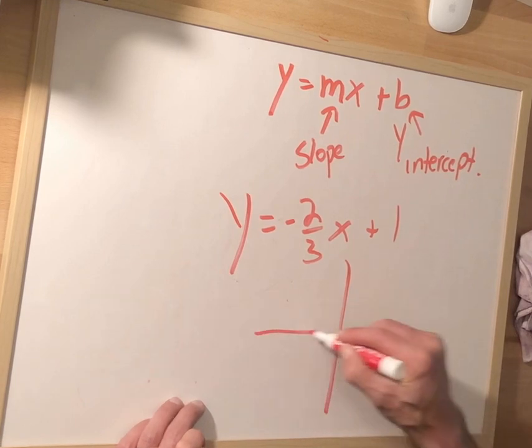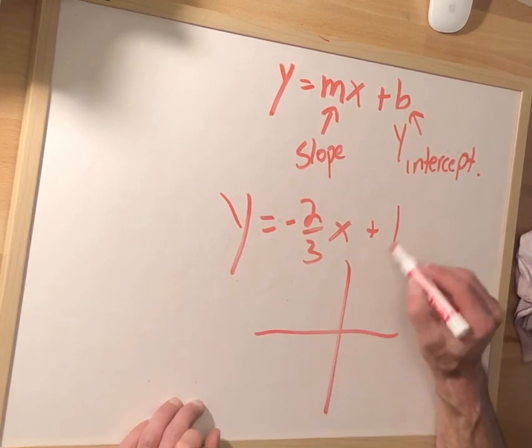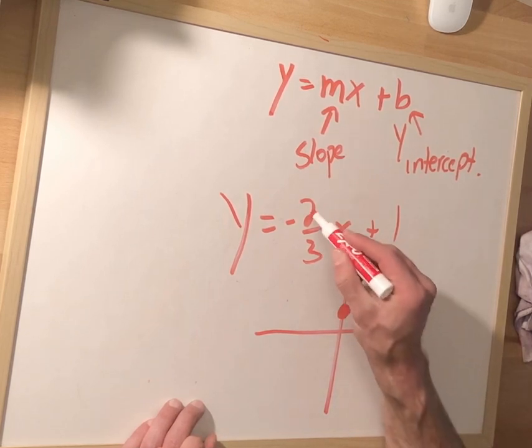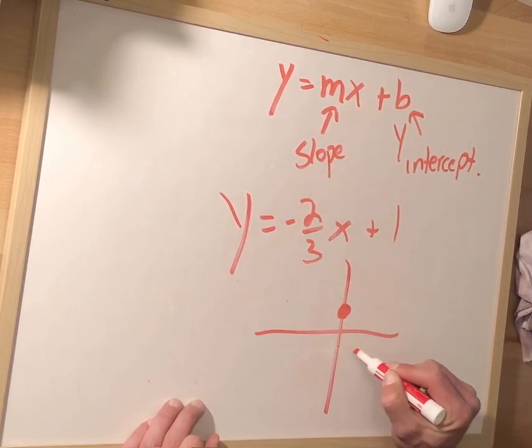Let's take, for example, y equals negative 2/3 x plus 1. You all should know how to graph this, but if you don't remember, this is your y-intercept, which is 1. You just go up 1, then you go down, because this is a negative, 1, 2, and then over to the right, 3.